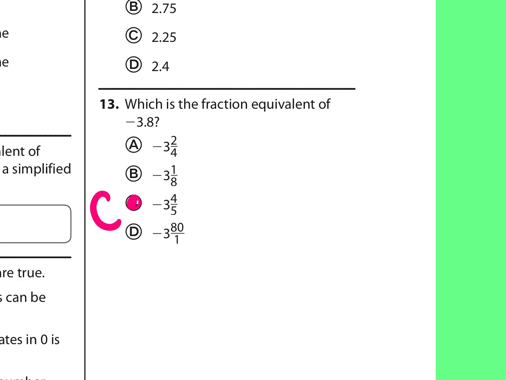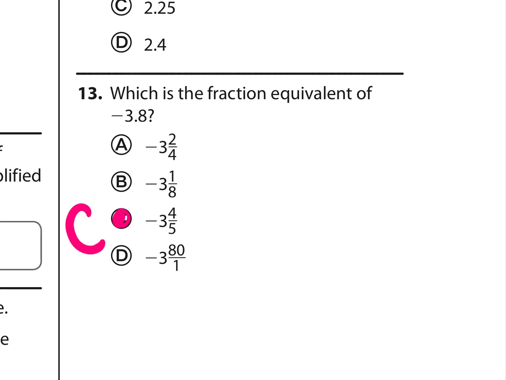Number 13, I could check my answer choices. Get negative 3.5, negative 3.125, negative 3.8, and that last one would come out to a funny number. Negative, let's see. It'd be 83 over 1, so negative 83. So answer choice C is the only one that works.